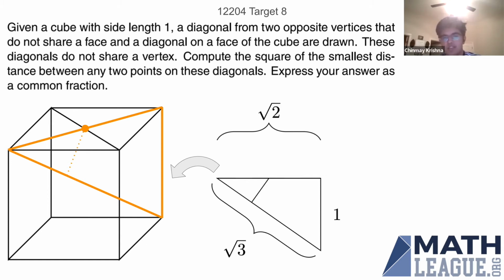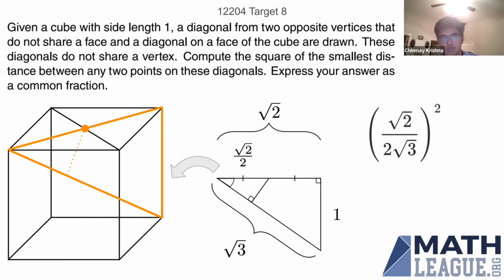Since this is the midpoint, we know that these sides are equal, and we can find that these two triangles are similar since they share an angle, and they both are right triangles. The ratio of similarity is 2 to 1. So we're trying to find this leg length. Since we know that the hypotenuse of this triangle is root 2 over 2, and the ratio of the leg to the hypotenuse is root 3 to 1, the distance is equal to root 2 divided by 2 root 3, and we're trying to find the square of the smallest distance.